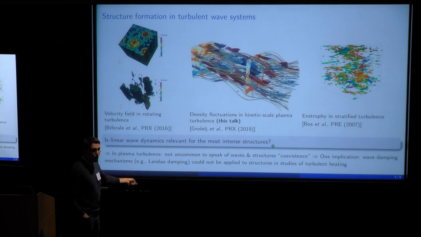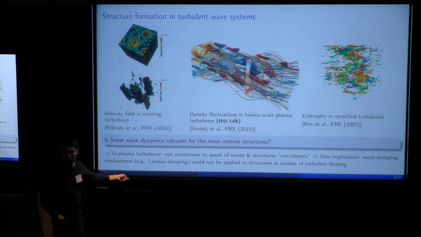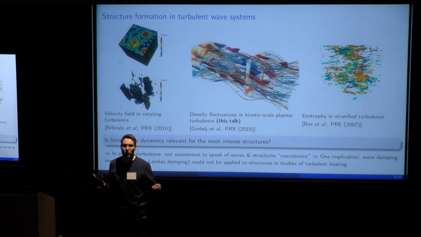And again, there are interesting implications for the ion and electron heating here, because if there were some wave properties preserved in the structures, maybe we could apply some linear wave damping mechanism to study the heating in the structures. But if the structures are fundamentally different, then all this breaks down and is completely useless.